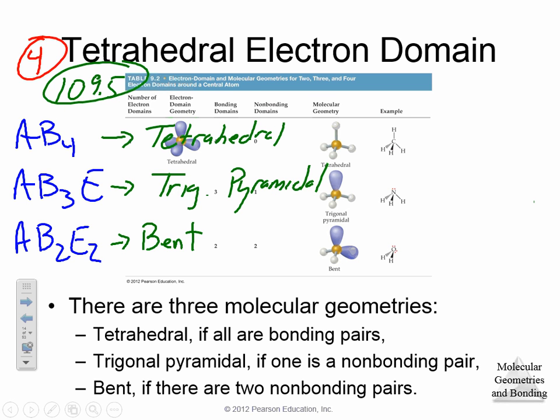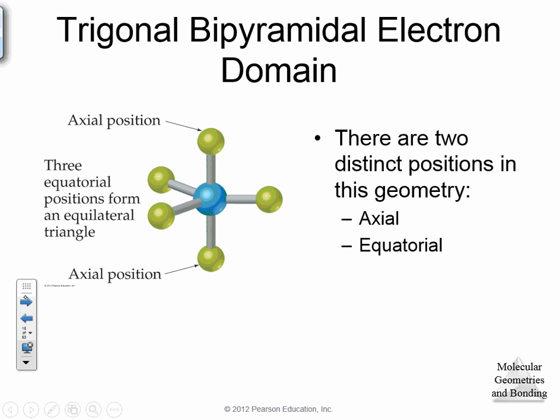Now, with tetrahedral, the bond angle on a 4 domain, or tetrahedral, bond is 109.5 degrees. So, to review, if it was 2 domains, the bond angle was 180. If it was 3 domains, the bond angle was 120. If it's 4 domains, the bond angle is 109.5. So those are the 3 possible geometries for the 4 domains.